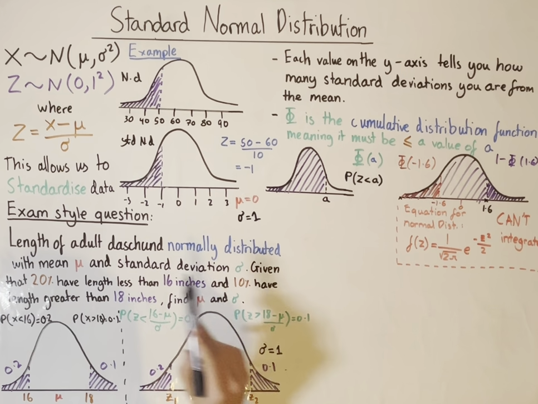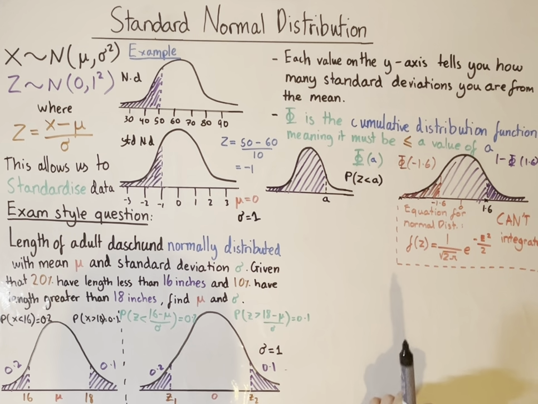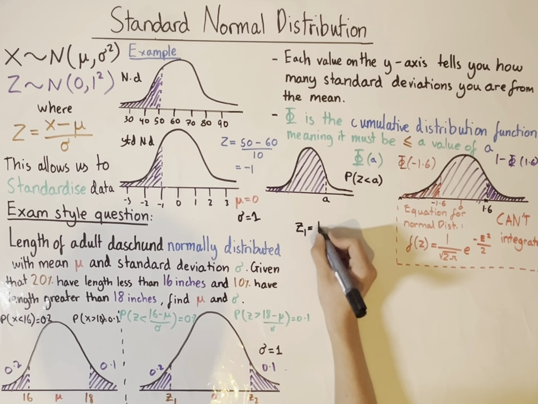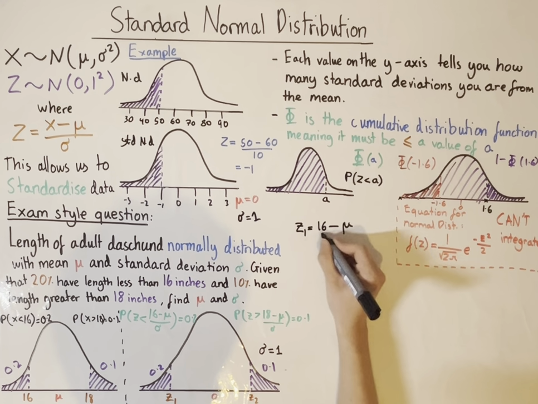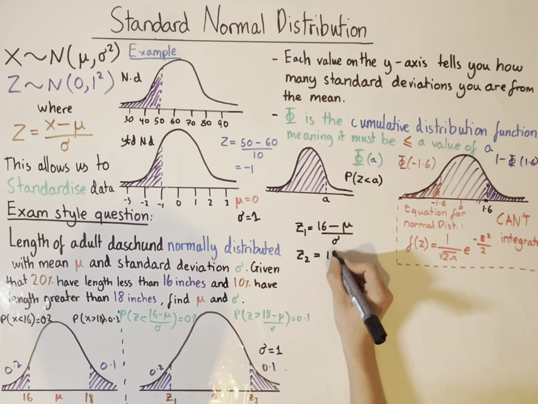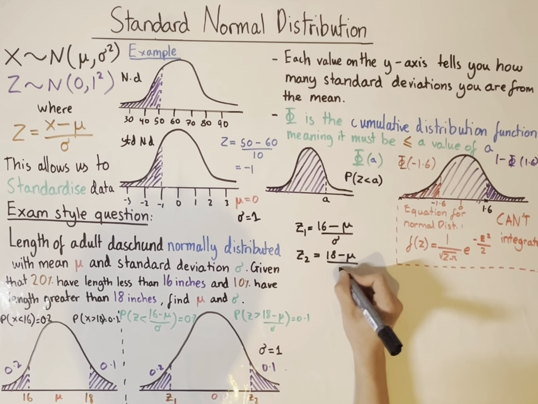Now, because we have two unknowns, mu and sigma, this means that we're going to have to use simultaneous equations in order to find their values. So first, we can say that z1 is equal to 16 minus mu over sigma, and then z2 is equal to 18 minus mu over sigma.